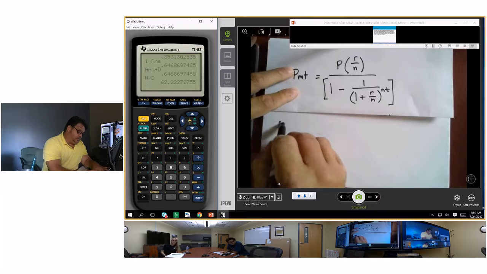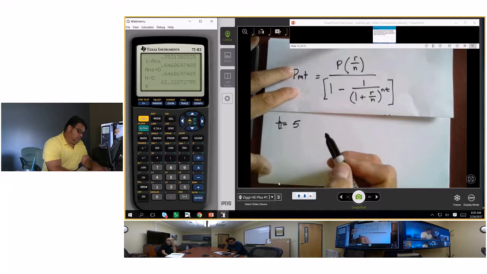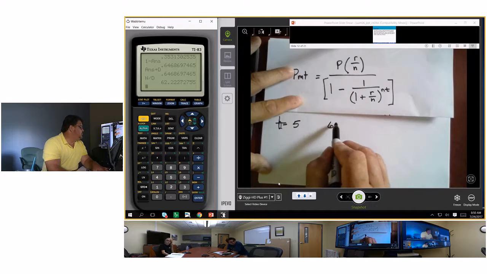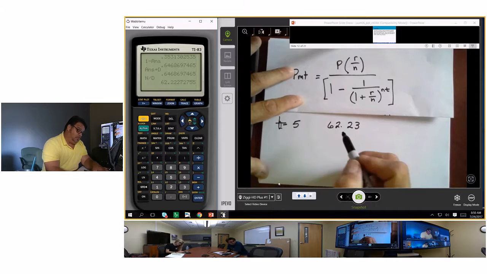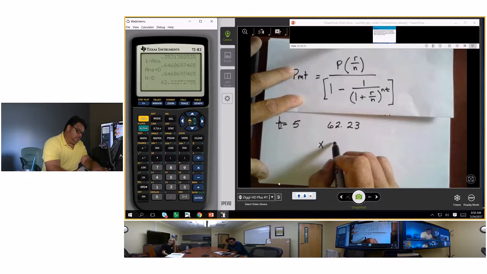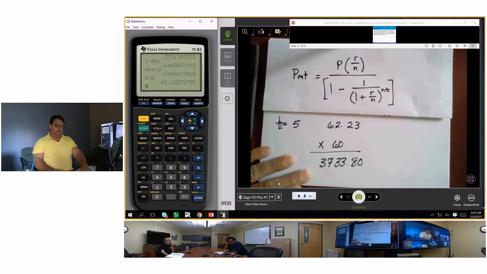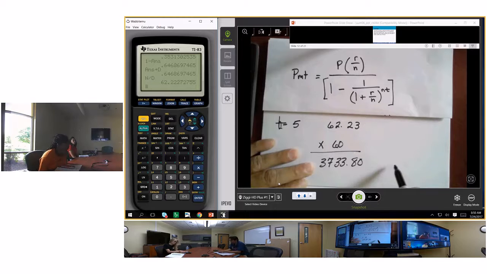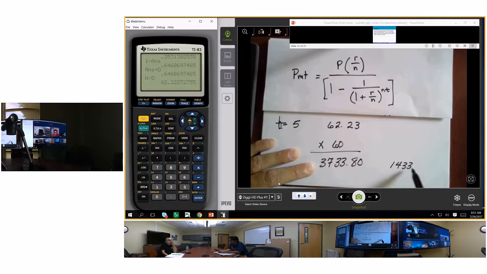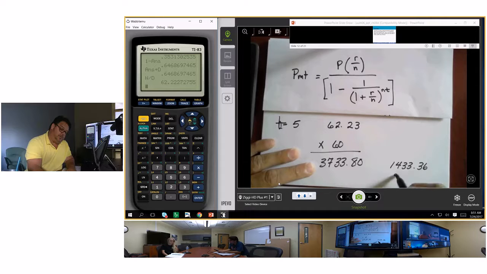So at T equal to 5, you pay $62.23 a month. Now, multiply that by how many payments? 60. And tell me what you get. $3,733.80. So instead of paying the credit card company $269, what did you pay them now? $3,733. Okay, well, you got to subtract the $2,300. What did you pay them? $1,033 over 5 years.